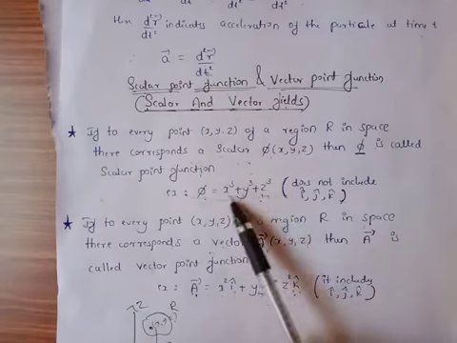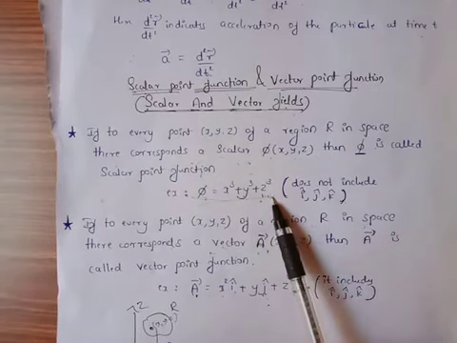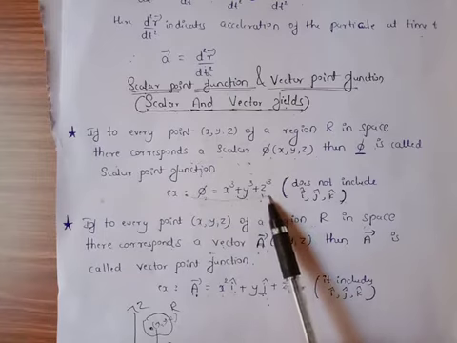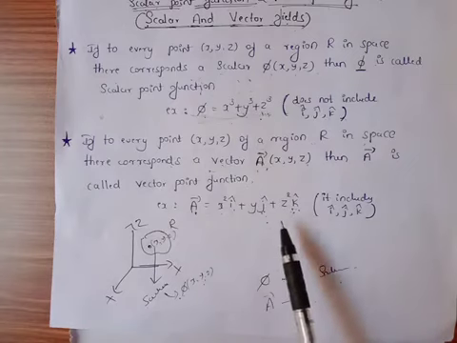Consider x cube plus y cube plus z cube. This function does not include i, j, k, so it is obviously a scalar. There is no direction here. Where the i, j, k terms are included, it is obviously a vector.